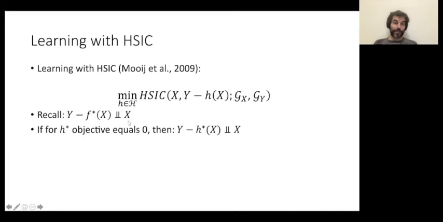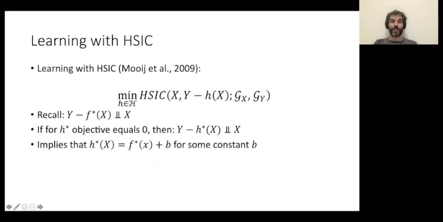If for some H star this objective is actually zero, so if we manage to minimize it, this means that Y minus H star of X is independent of X. And recall that for the true mechanism, Y minus F star of X is independent of X. It's not hard to show that if you indeed achieve zero here, then your minimizer H star is the same as the true mechanism up to a constant. So you might be off by a constant, but nothing more. This means that learning with this HSIC criterion makes sense, at least in the sense that if you actually minimize it, you get the right function up to some additive shift.